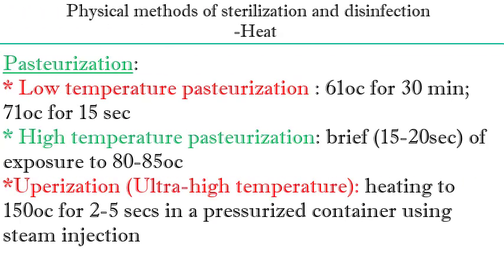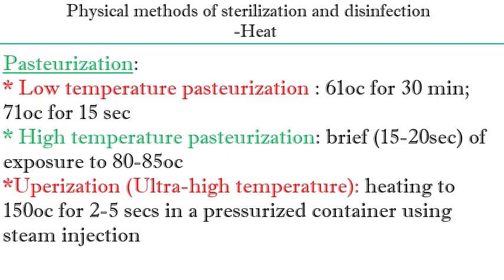Let us see physical methods of sterilization and disinfection that involve heat. Application of heat is a simple, cheap, and effective method of killing pathogens. The first physical method is pasteurization. This is an antimicrobial treatment used for foods in liquid state. Pasteurization can be low temperature pasteurization, high temperature pasteurization, and vaporization or ultra high temperature pasteurization.